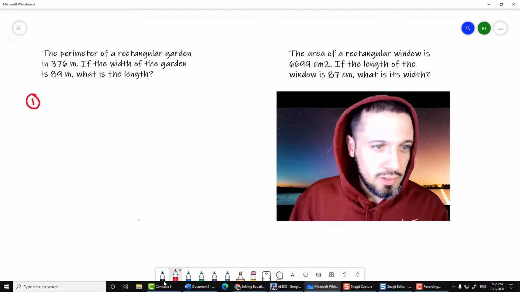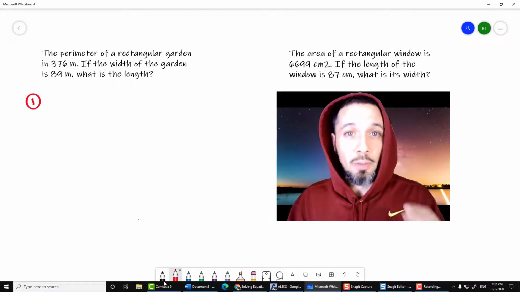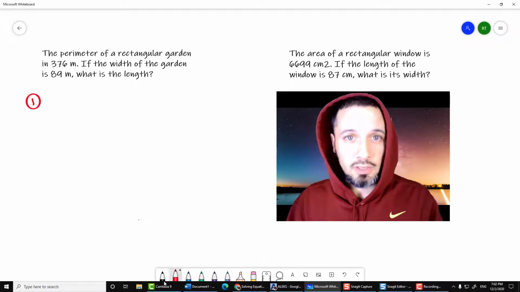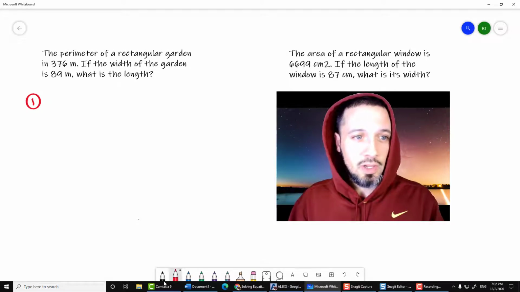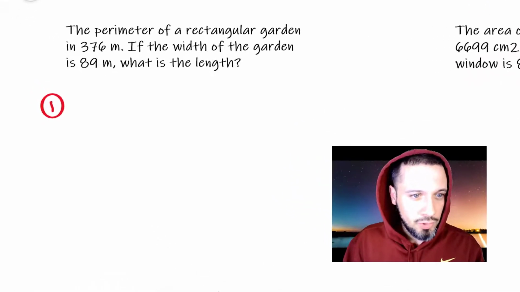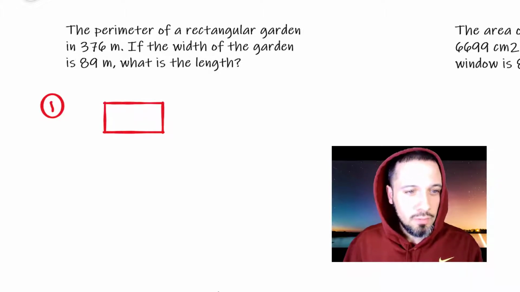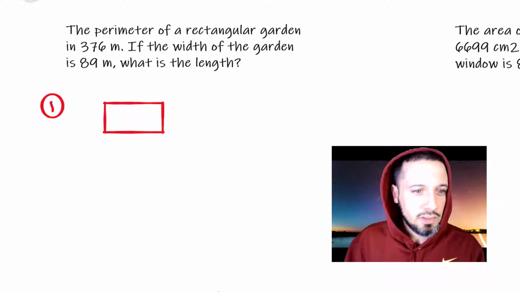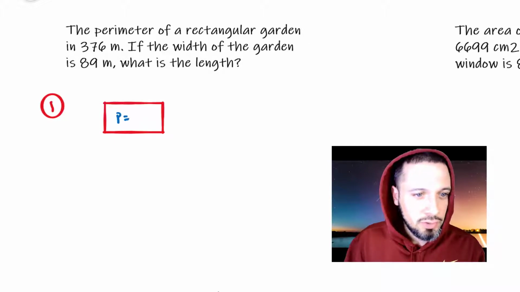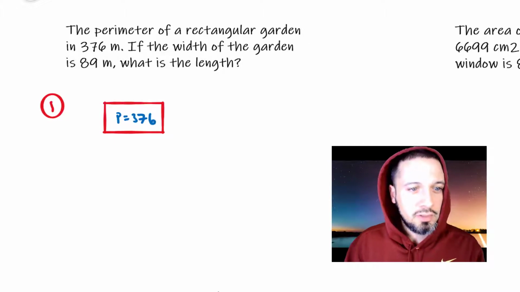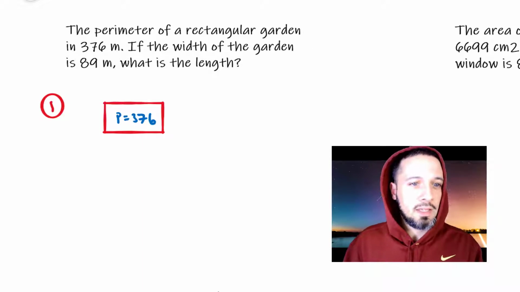So for step 1, take notes means draw a picture if you can, make a bulleted list of the items that they gave you. But in this case, we're talking about a rectangular garden, so it's perfect for a picture. I'm going to draw my rectangle first. And they told me that the perimeter of the rectangle is 376. So I'm just going to label here P equals 376.